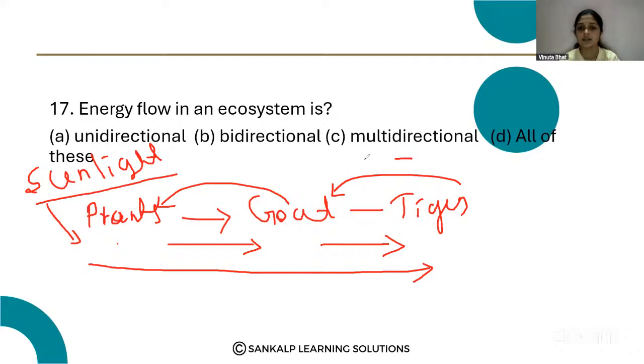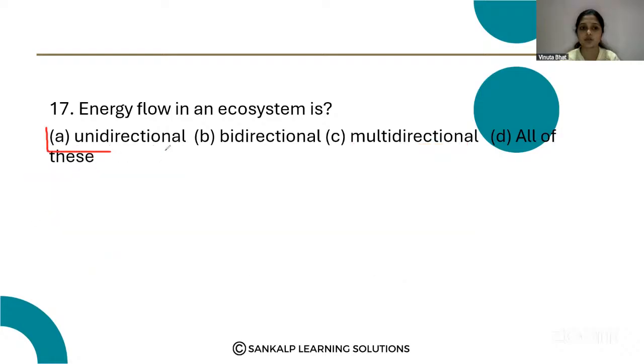Again, the energy will not pass back to the plants and the sunlight. The energy will not go back to the sunlight, right? So that is not bidirectional or multidirectional, that is unidirectional. Option A, unidirectional. The energy flow in an ecosystem is unidirectional.